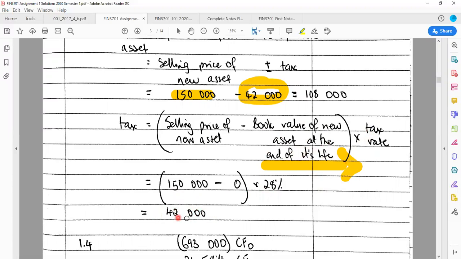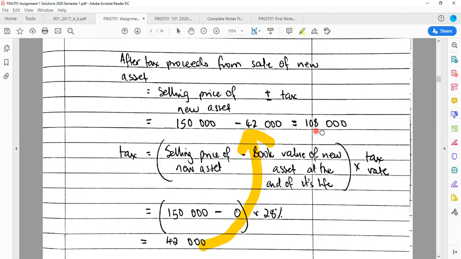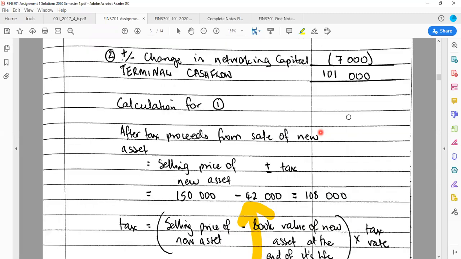And then because the answer was positive, it means we made a profit on selling the asset. And if we make a profit on selling this asset, it means we have a tax expense. That's why this 42,000 was put as a negative, because we got a positive tax here. So it becomes a tax expense. So 150 minus 42 gave us 108,000. And that was the after-tax proceeds from the sale of the new asset at the end of its life.